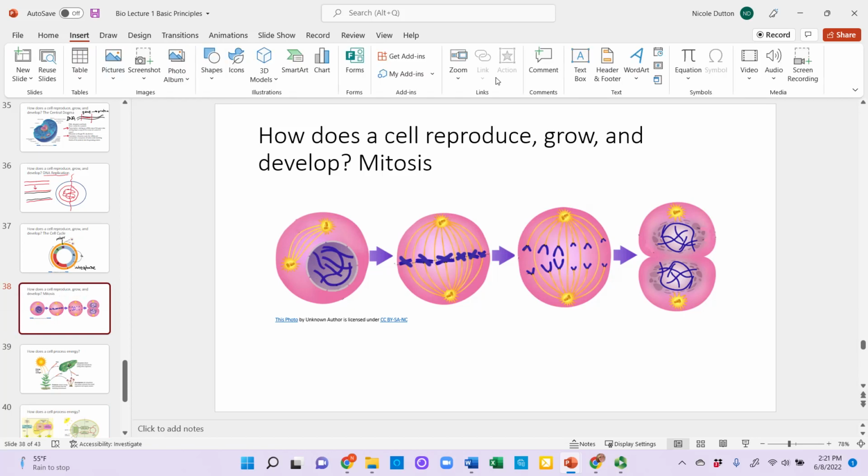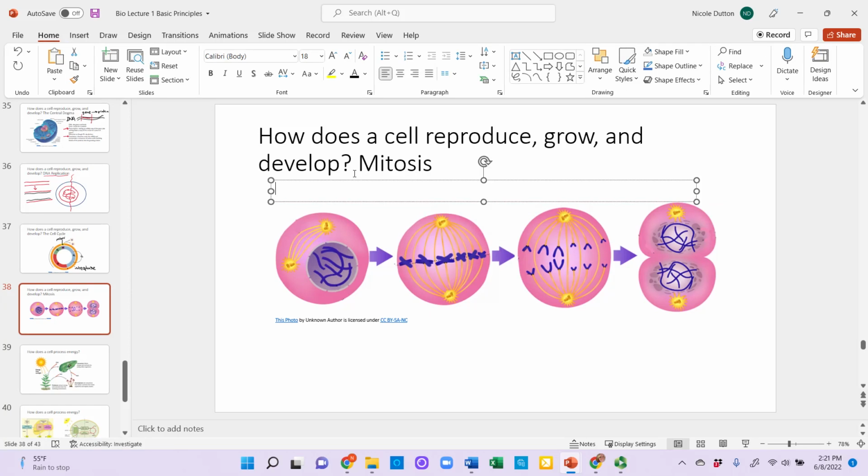Let me insert a text box so that it looks better than my handwriting. So the first phase is prophase. In prophase, the nuclear envelope disappears and the chromosomes condense. So these little segments of DNA inside of our nucleus, they condense so that they can be easily separated during the next phase.